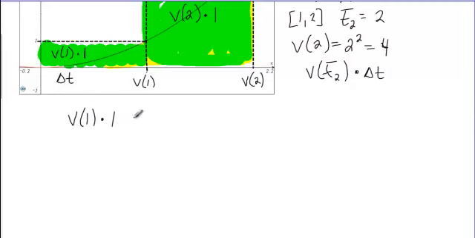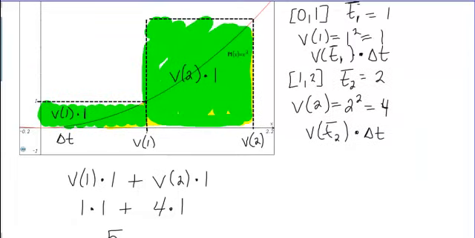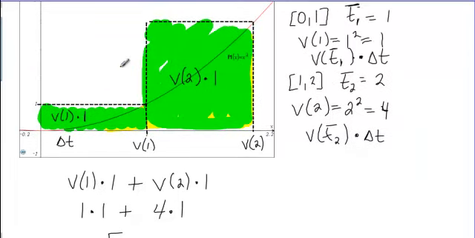Times 1 plus V sub 2 times 1. Then I'm going to have 1 times 1 for the first area, 4 times 1 for the second area, so 5 is the approximate displacement of this particular object on the interval from 0 to 2 seconds.